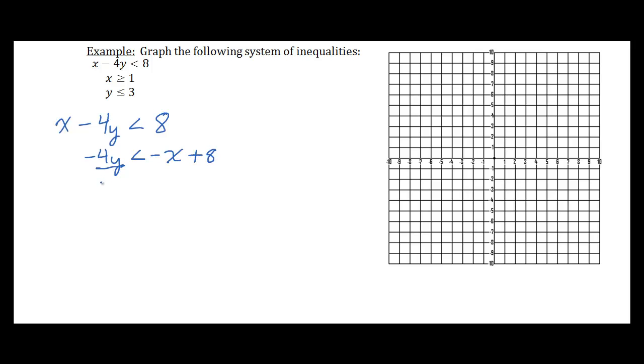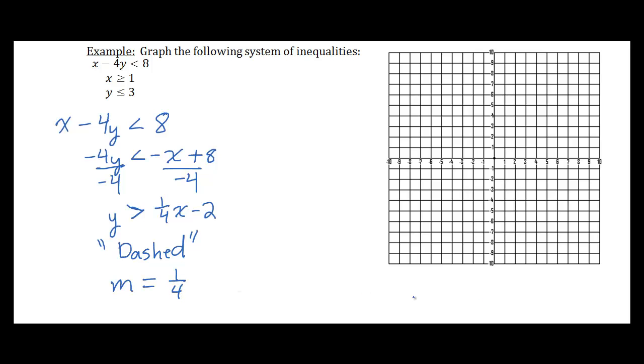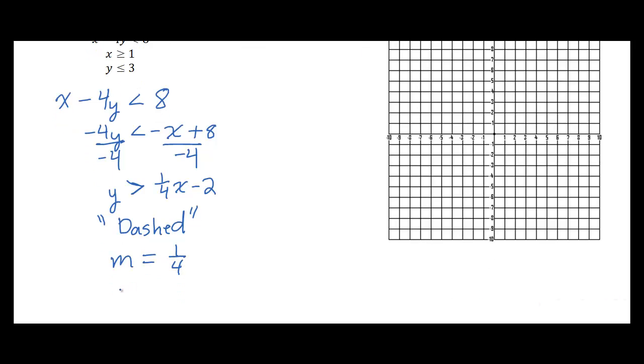And then I can divide both sides by a negative 4. Remember, anytime you have an inequality and you divide by a negative, you have to switch your inequality symbol. So it's going to be greater than, and I'm going to have 1/4 x minus 2. This means that I'm going to have a dashed line, and my slope is going to be 1/4, and my y-intercept is going to be negative 2.